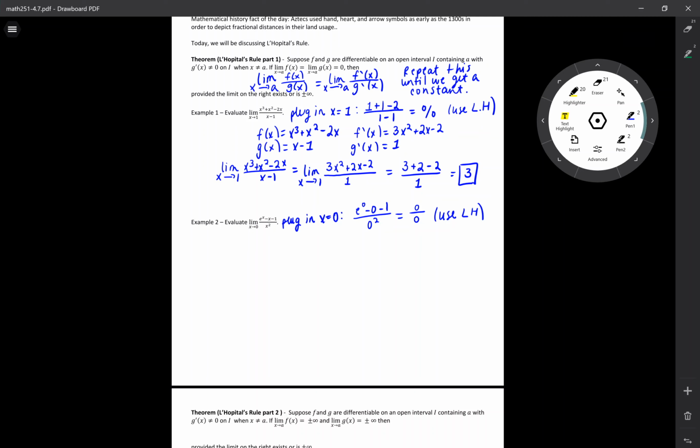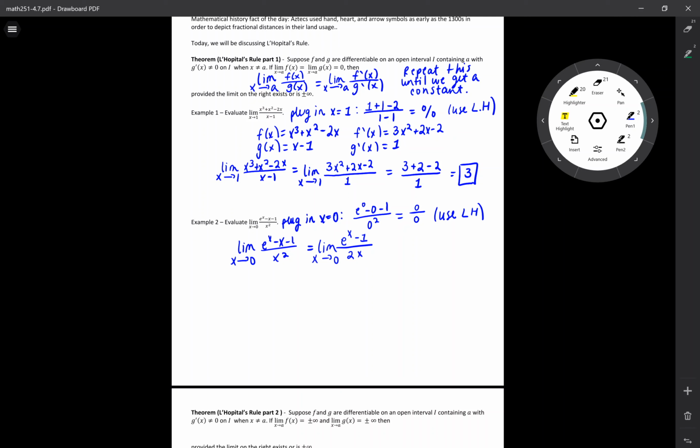So I see that the limit as x approaches 0 of (e^x minus 1) over x squared is equal to the limit as x approaches 0 of the derivative of the top over the derivative of the bottom. Again, we're not using the quotient rule here. We're just taking the derivative of each part. The derivative of the top is e to the x, and the derivative of the bottom is 2x.